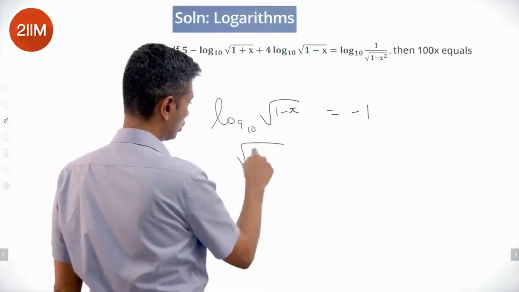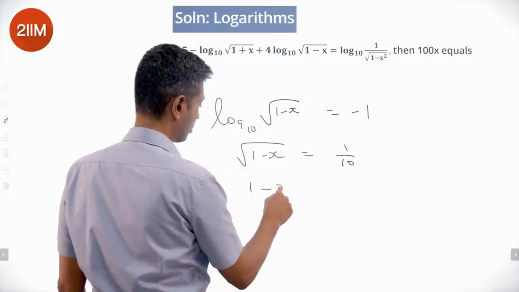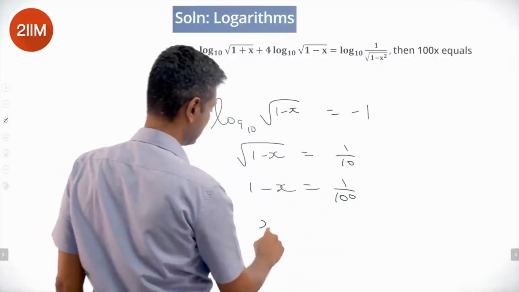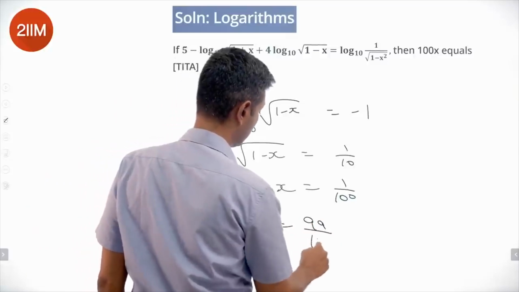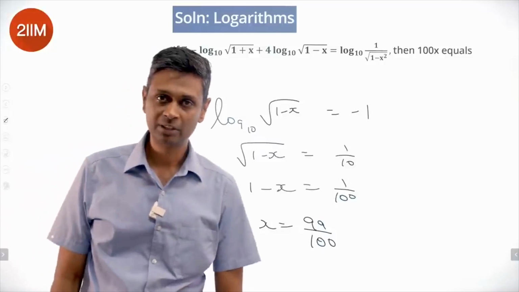Or square root of 1 minus x is 10 power minus 1, which is 1 by 10. 1 minus x is 1 by 100. X is 99 by 100. We want to find 100x. 100x equals 99. Methodically solve this.